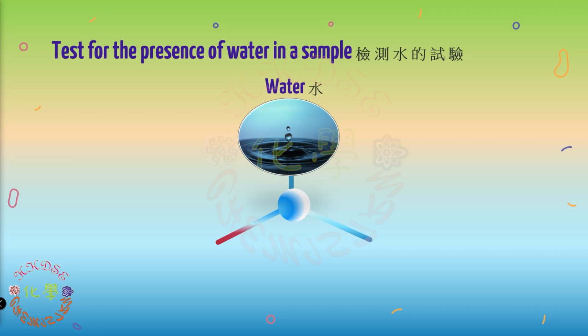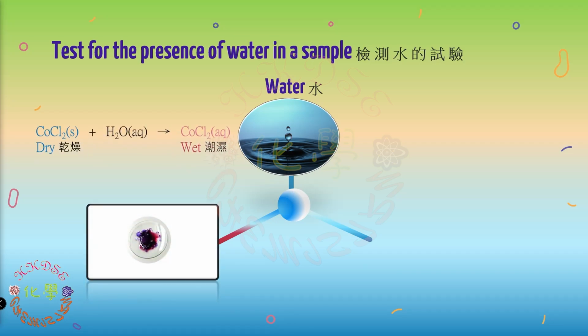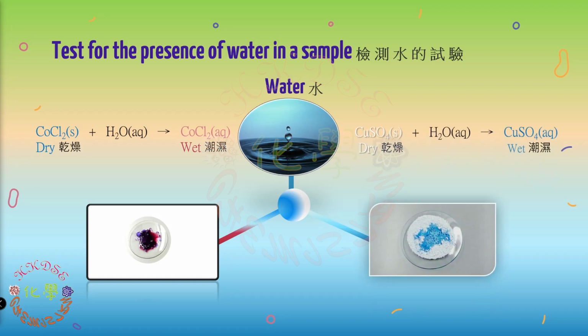Testing for water. Cobalt chloride paper tests for the presence of water. If water is present, cobalt chloride will change colors from blue to pink. Using anhydrous copper sulfate to test for water. If you add water to white anhydrous copper sulfate, it turns blue again as it goes back to the hydrated form.